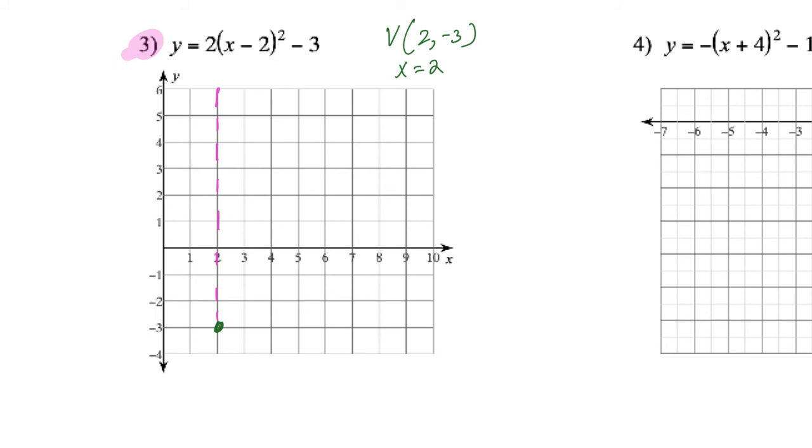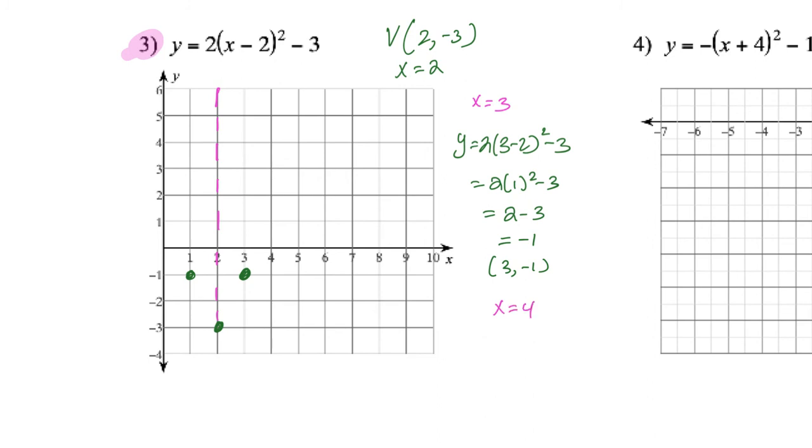Now I'm going to select 1 point to the right. So I'm going to select x equals 3. I'm going to plug that information. So y equals 2 times (3 minus 2) squared minus 3. So 2 times 1 squared minus 3. So 2 times 1 is 2, and 2 minus 3 is negative 1. So I got the point (3, -1). So I got the point here. Again, I'm marking that point 1 unit to the right, so I'm going to mark that exact point 1 unit to the left. So I'm marking the point here.